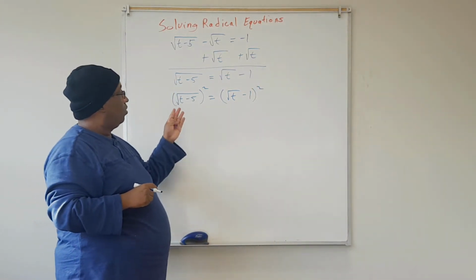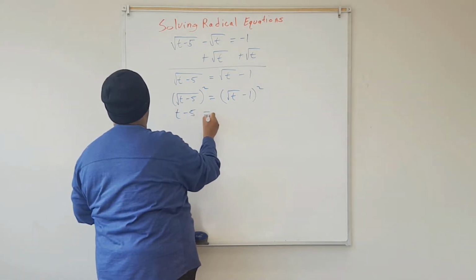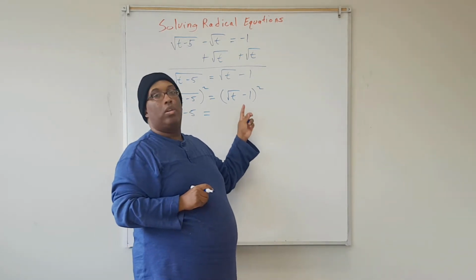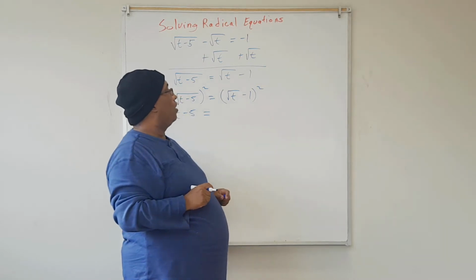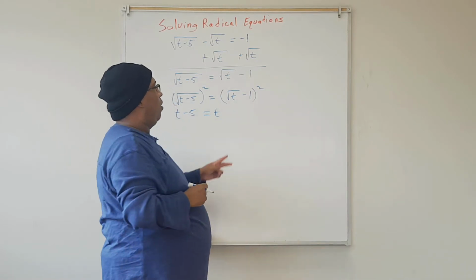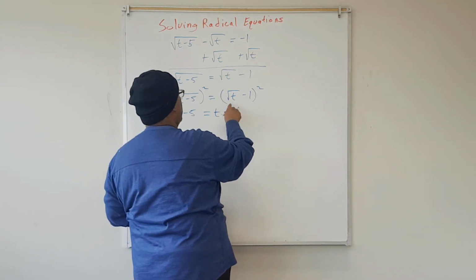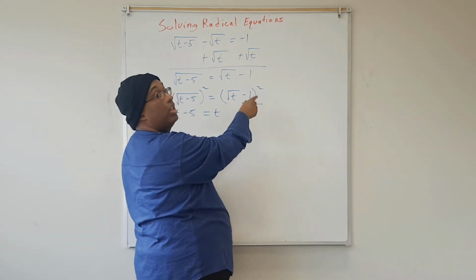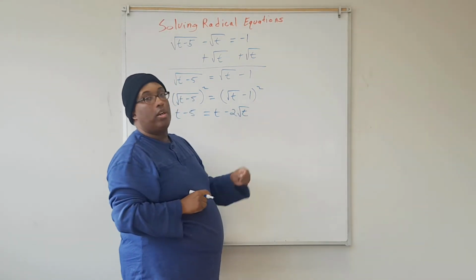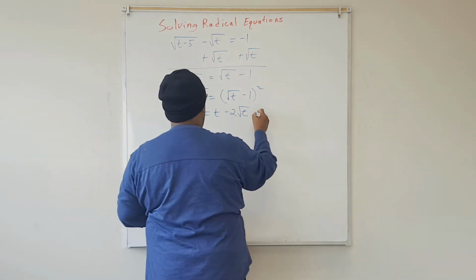Okay, so here we get just t minus 5. Now when we square the binomial, it becomes a perfect squared trinomial. So that means we square the first term, that just gives us t. We multiply these two terms together and double it, that will give us -1 times root t is negative root t, and double it makes -2 root t. Then we square the second term. -1 times -1 is just +1.